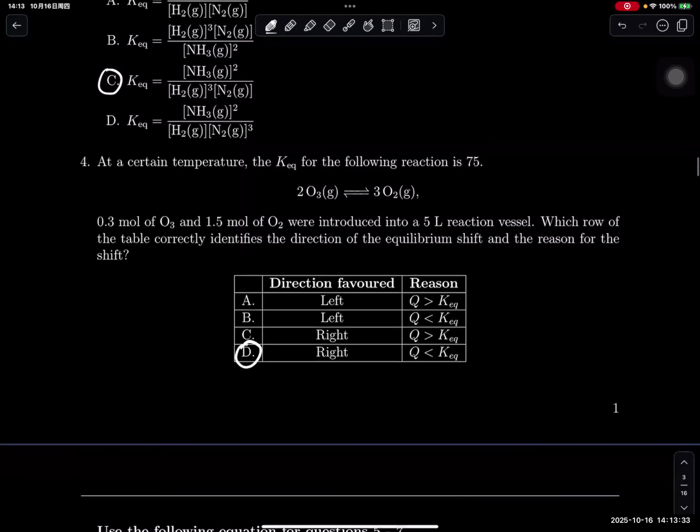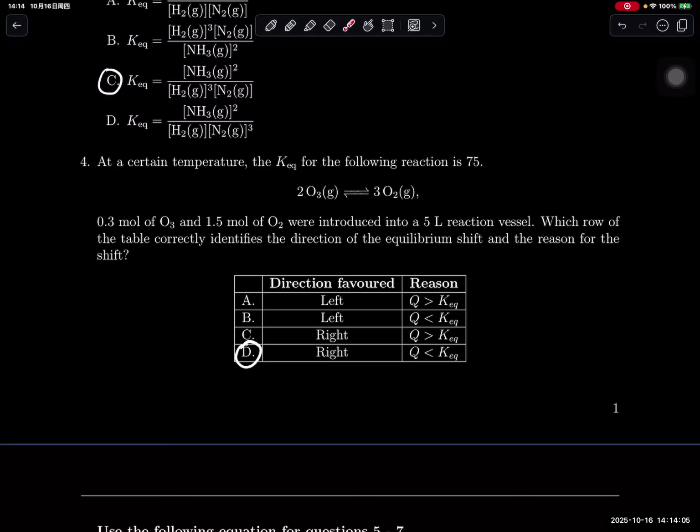Question 4, at a certain temperature KEQ is 75 for the following reaction, converting ozone to oxygen gas. Okay, so 0.3 moles of ozone and 1.5 moles of oxygen gas were introduced to a 5-liter reaction vessel. Which row of the table correctly identifies the direction of the equilibrium? So in this question, you first of all calculate the equilibrium quotient, and you compare it with the equilibrium constant, and you will see that the equilibrium quotient is smaller than KEQ.